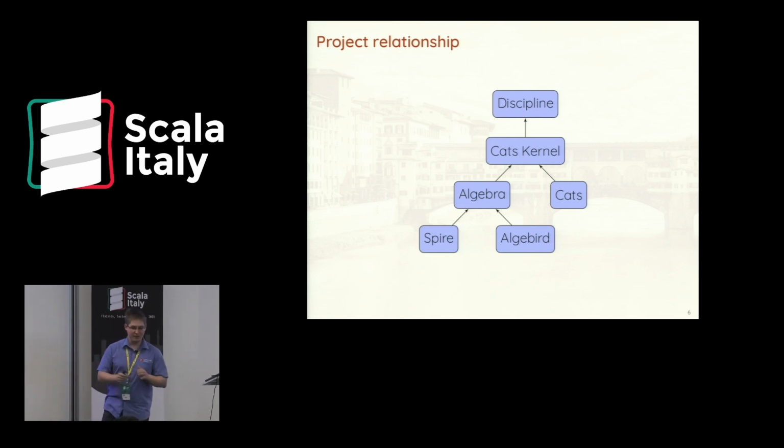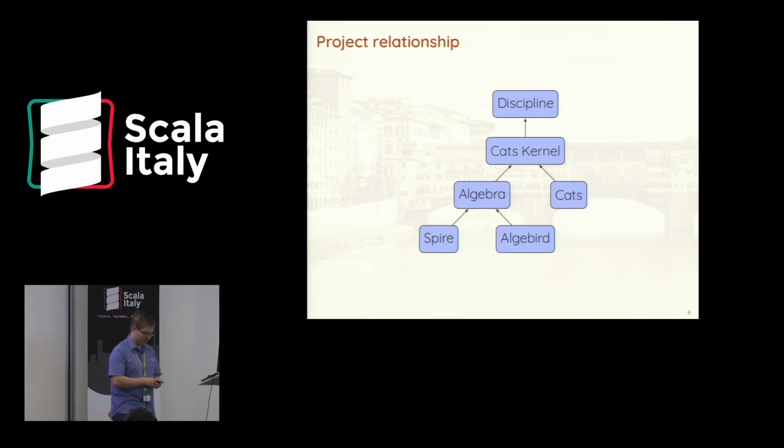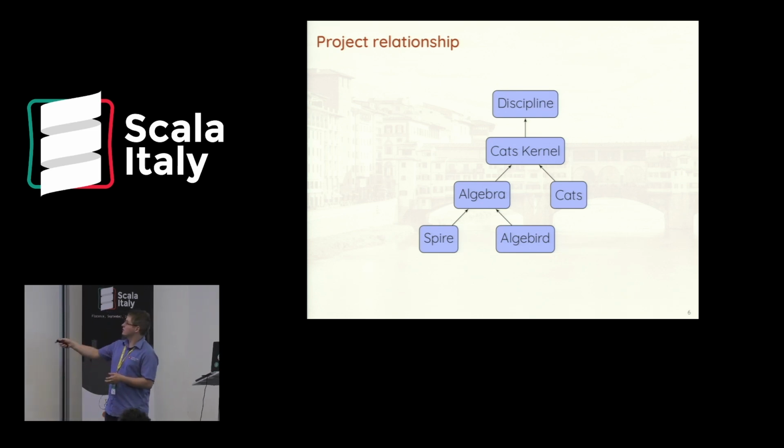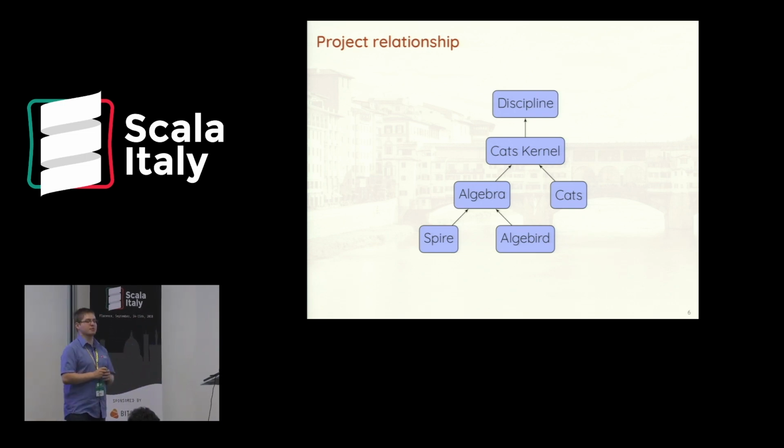And I think there's a very clear delineation of what belongs into what project, but I think that would be a bit too extensive to talk about now in this talk. And then there's also discipline, which is a very small library. It's basically just 200 lines of code, and this is for supporting all of this law checking business. So this is for testing purposes, and it's being used in cats and Spire both. I'm not actually sure if Algebra uses discipline, but right.